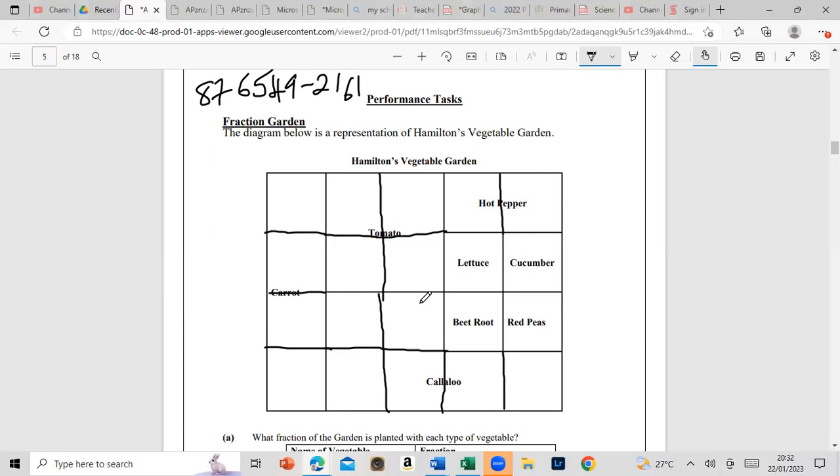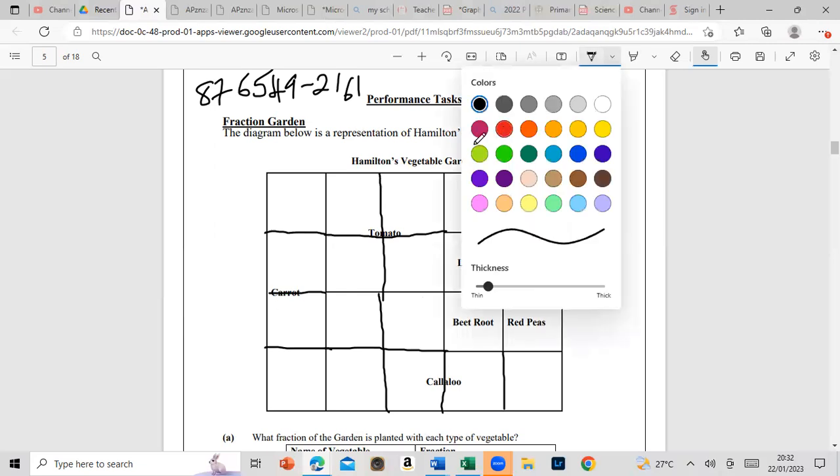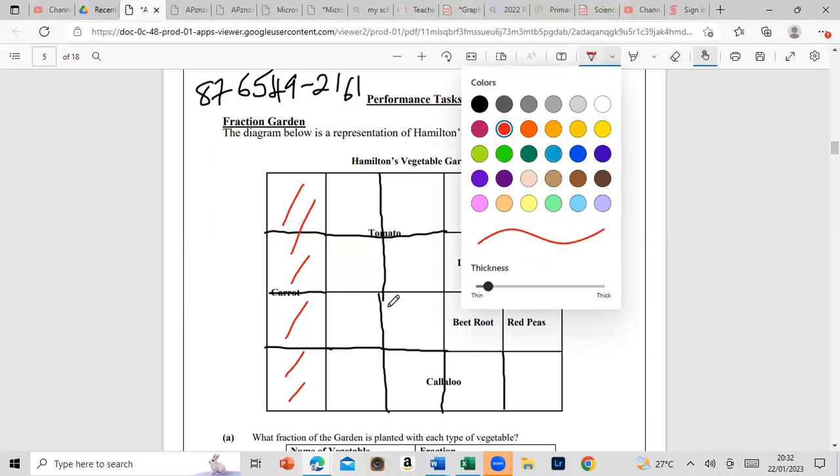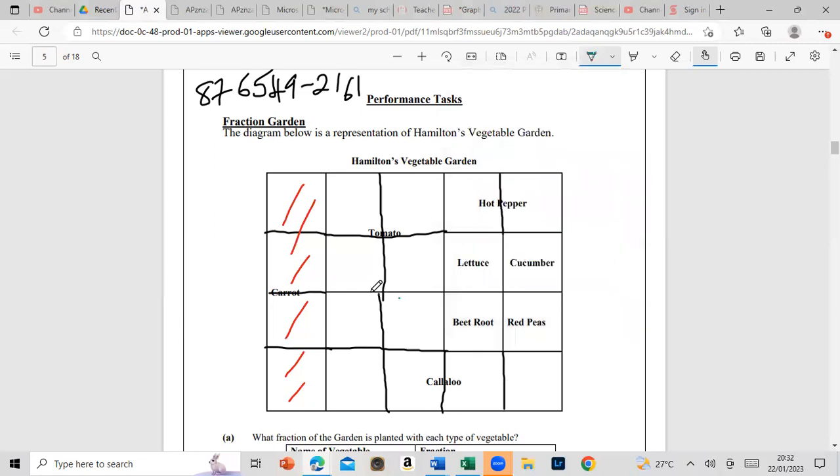All right. So what we can do is color code it so we don't get sidetracked. So let's do that. I'm going to do the carrot. Remember, over here is the carrot. Now the callaloo looks like this. All of this is callaloo. So let me just use a different color to represent the callaloo. All right, so this is the callaloo. So we are color coding it.